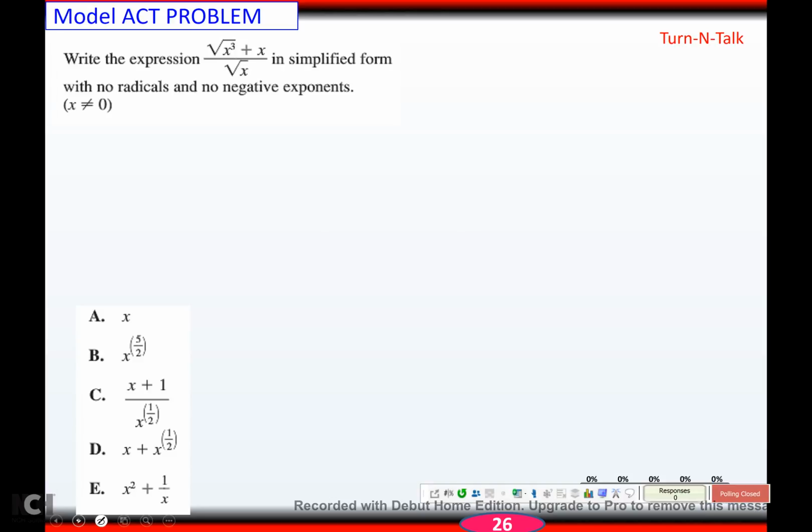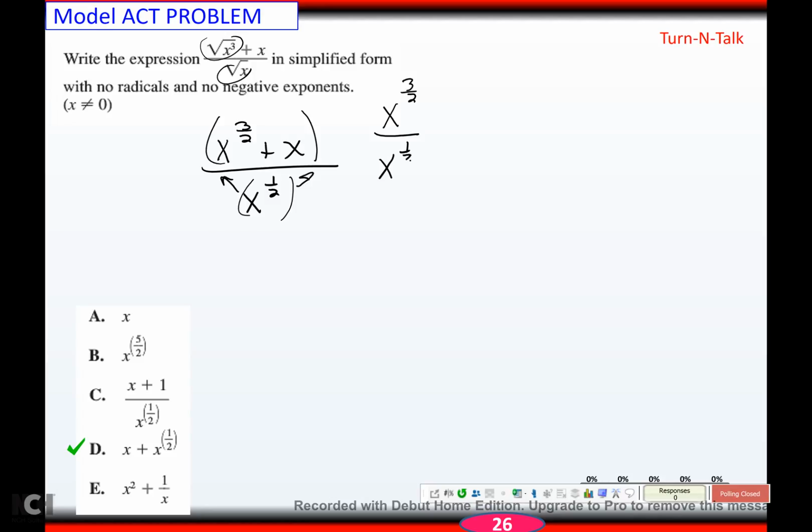And hopefully you got x plus x to the 1/2. Okay, so the first thing I did, again, was I got out of my radicals. So this would be x to the 3/2 plus x, then the bottom would be x to the 1/2. And when you have a binomial on top divided by a monomial on bottom, to simplify, you have to divide them both. So this is going to say x to the 3/2 divided by x to the 1/2 plus x to the first divided by x to the 1/2.